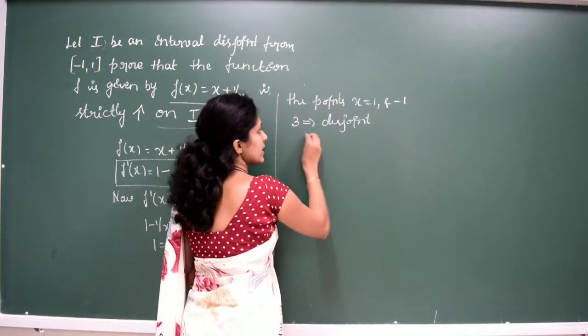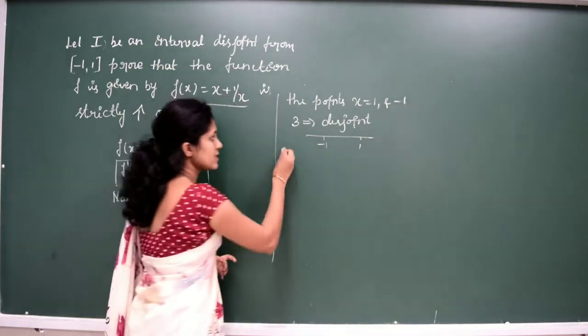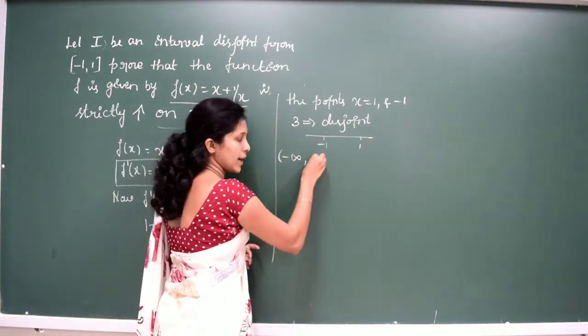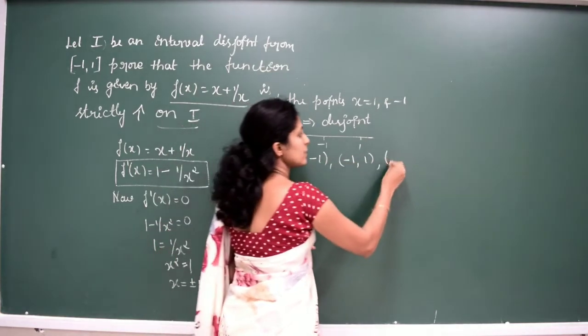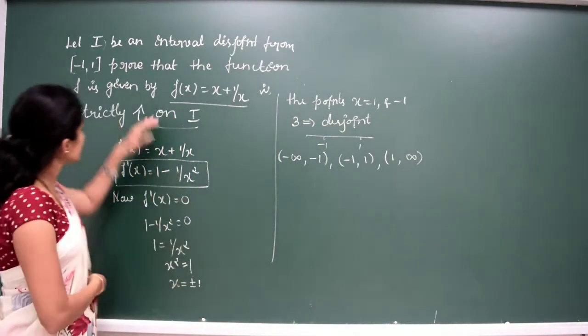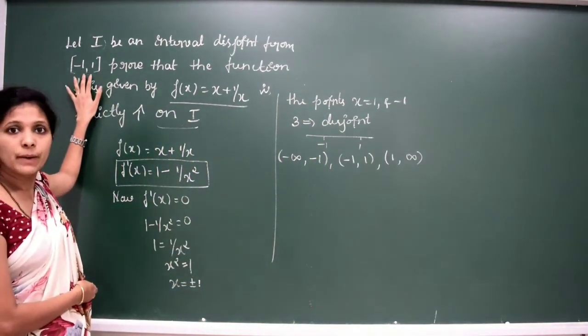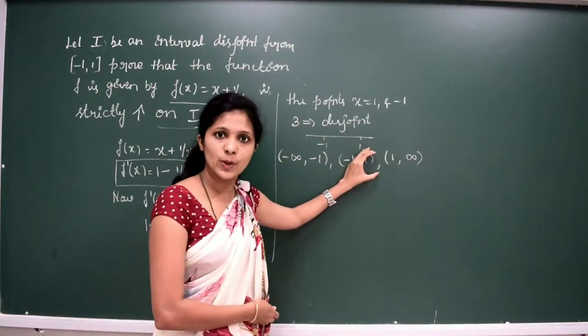Namely, what are those? Here the value minus 1 will be there, here 1 is there. So it is minus infinity to minus 1, next will be minus 1 to 1, next one will be 1 to plus infinity. Here you have to observe, this is between minus 1 to 1 is given. Here we have not included minus 1 to 1.